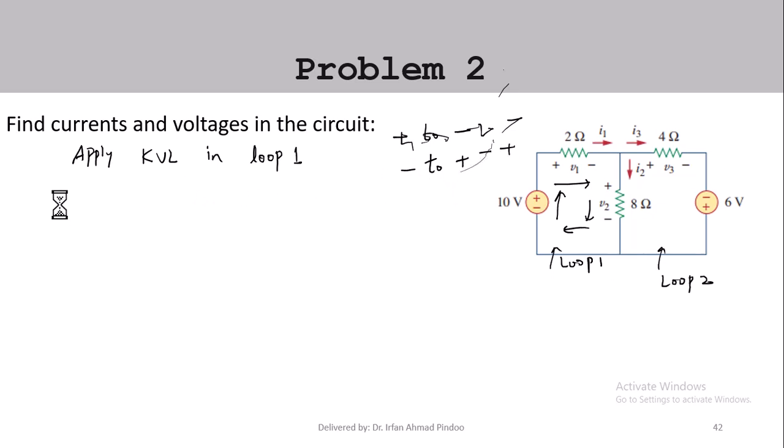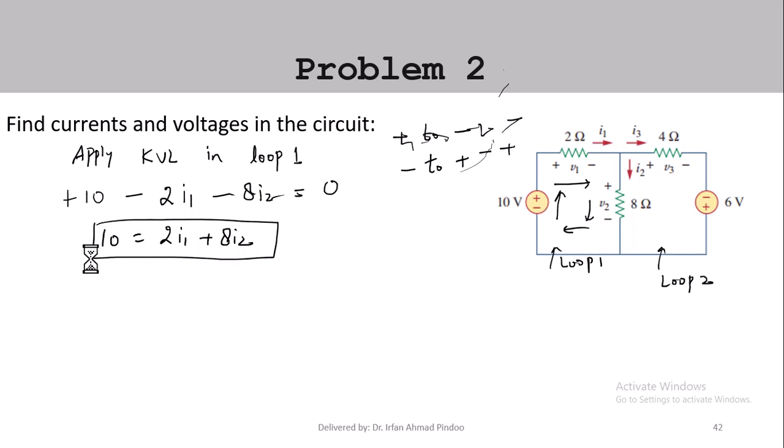So we can write plus 10, then minus 2I1 and minus 8I2 equal to 0, right? Or this can also be written as 10 is equal to 2I1 plus 8I2. So this is my equation number 1.